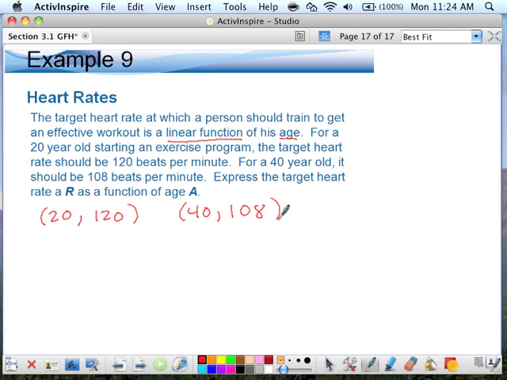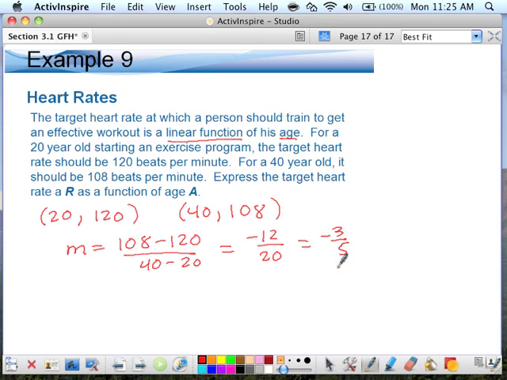We just would like to find the linear equation that goes through those two ordered pairs, and that will give us a function of heart rate versus age. So what do we do first? Find the slope, and then once we know the slope, we can plug it into point slope form. The slope is y2 minus y1 over x2 minus x1, which is negative 12 over 20, and that reduces to negative 3/5.